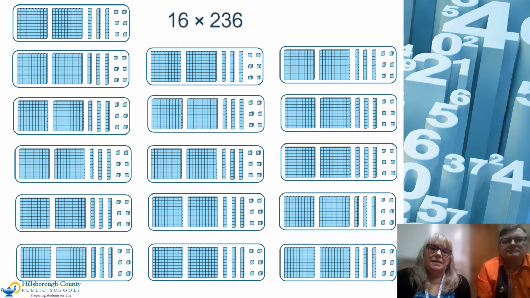Here you see a base 10 model, a grouping model, where we have taken 16 groups and put 236 into each group. Daryl, where would this kind of learning have taken place? Well, if I think back to 4th grade, students would have worked with multiplication with multi-digit factors and created base 10 block models. Correct. We're going to take a look at another base 10 model on the next slide.